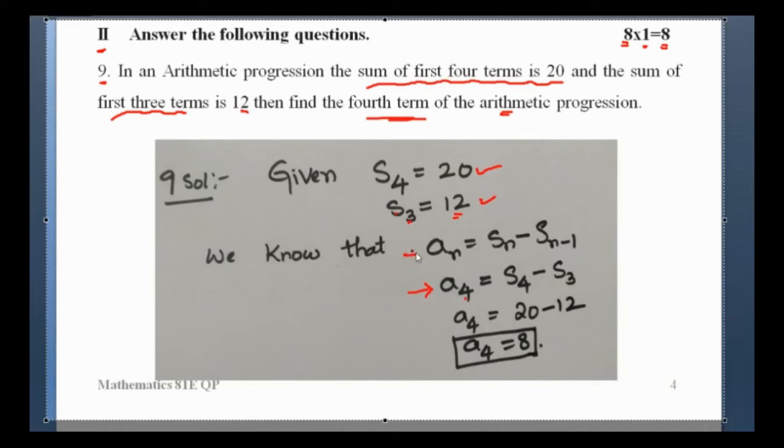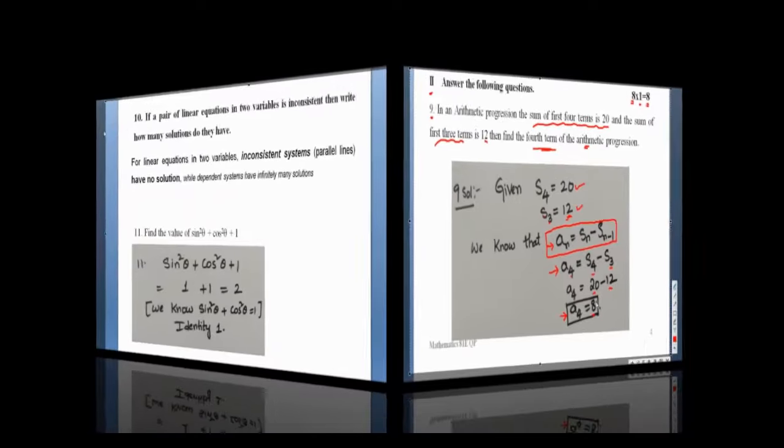So we know the formula an is equal to Sn minus S(n minus 1). So this is the formula and relation between the sum to n terms and the general term. So a4 will be S4 minus S3. So we know S4, which is given in the question as 20, and S3 is 12. So 20 minus 12 is 8. So the fourth term of the arithmetic progression is 8.